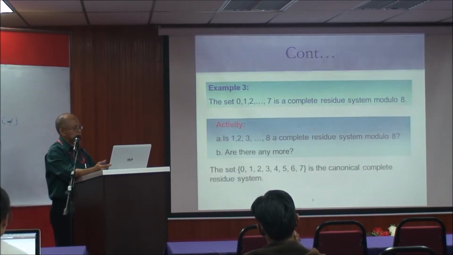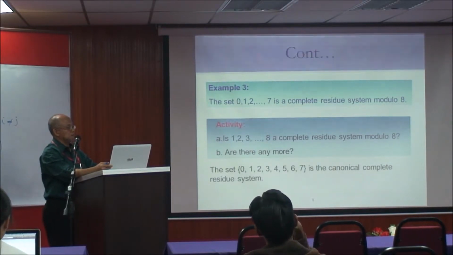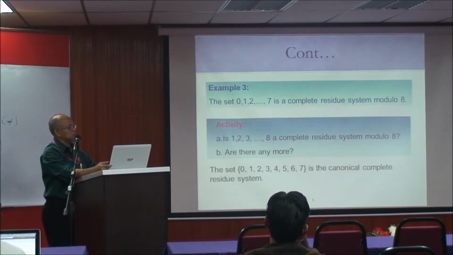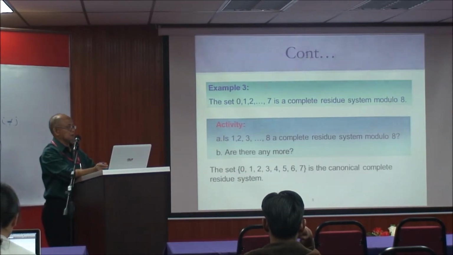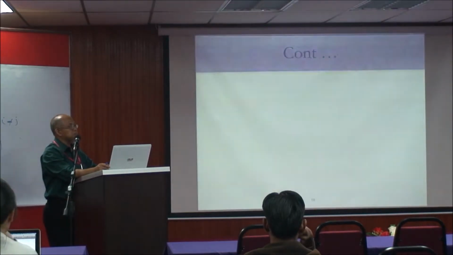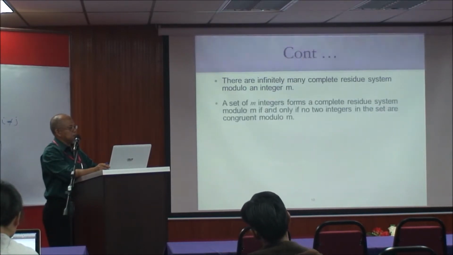Okay, but we are familiar with this set of integers, which is the least residue, from 0 until m minus 1, or 7 in this case. So it is called the canonical complete residue system. It is still a complete residue system, but it's the basic one, right? But we can have any other complete residue system as long as the requirement is satisfied. Okay, so that's what we get from the discussion.